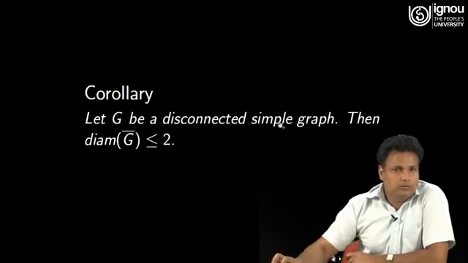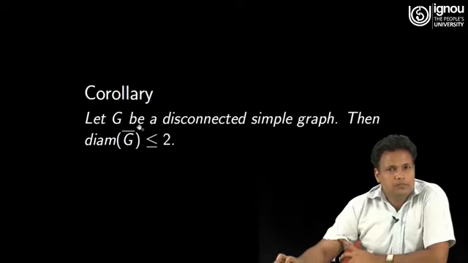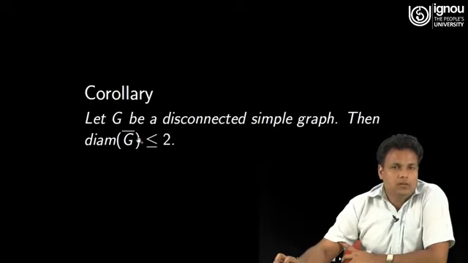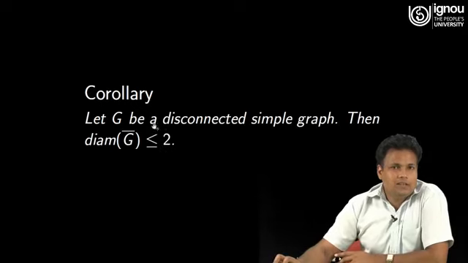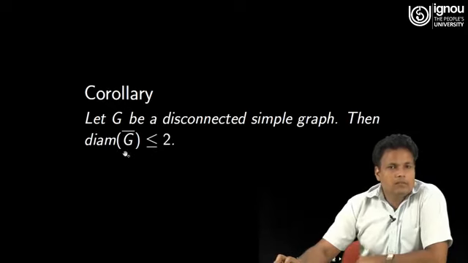Now, there is a simple corollary of this theorem. Let G be a disconnected simple graph, then the diameter of G bar is at most 2. We have just seen that any two vertices in G bar have a path of length at most 2, and therefore, the distance between them is at most 2, and since U and V are arbitrary, the diameter of G bar is at most 2.